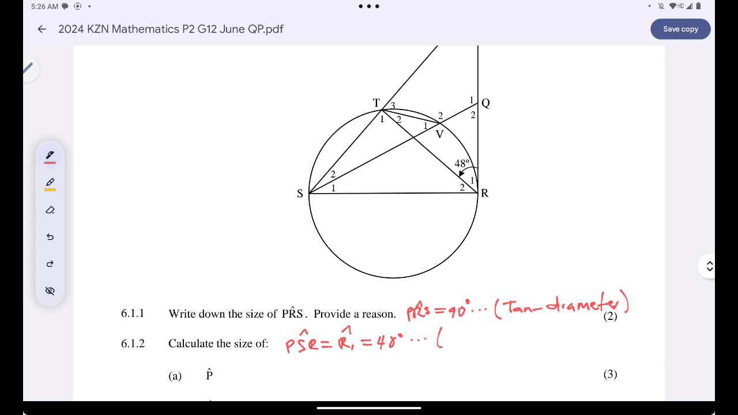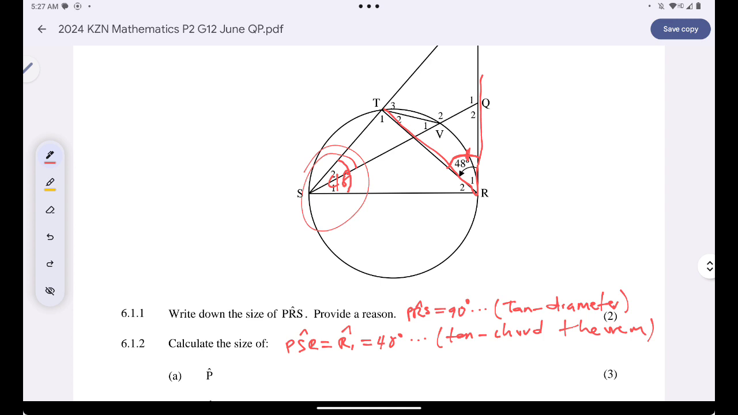Why? Because of the tan chord theorem. Are we together? Tan chord theorem simply states that the angle between the tangent and the chord is equal to the angle subtended by the same chord. We can see that this chord TR has an angle between itself and the tangent of 48 degrees, and the same chord TR subtends an angle of PSR at the circumference. Simply means 48 here, and it's also 48 there.